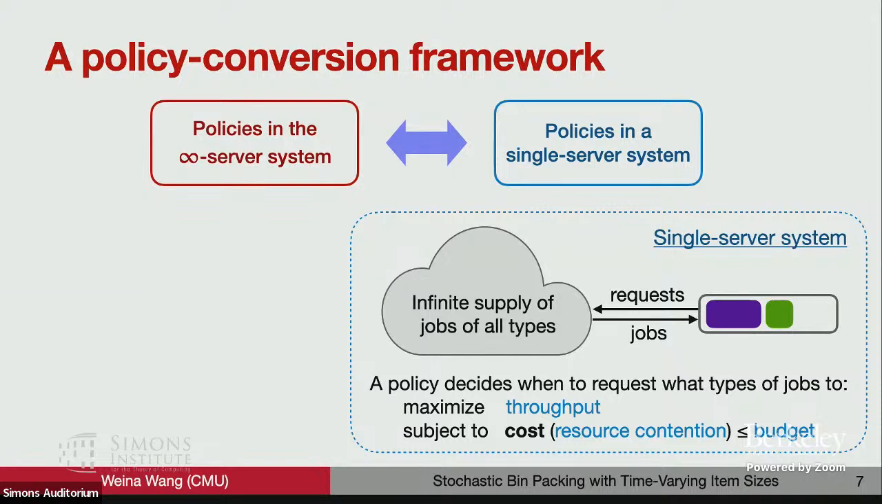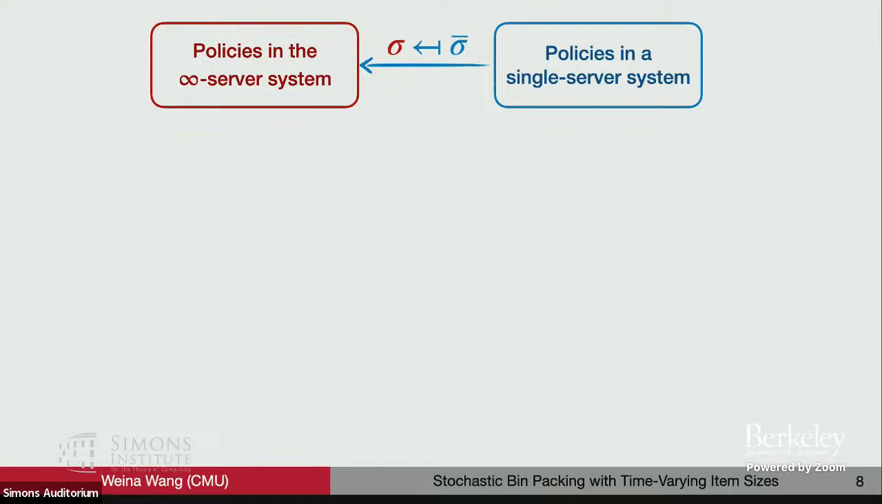Just as a heads up, why we want to maximize throughput: at the end, each server here will be like a single server in the original system. So if each server is serving a lot of jobs very quickly, then we need a fewer number of servers. That's the high level idea why we want to maximize the throughput of each server. So the policy sigma bar here is for this single server system.